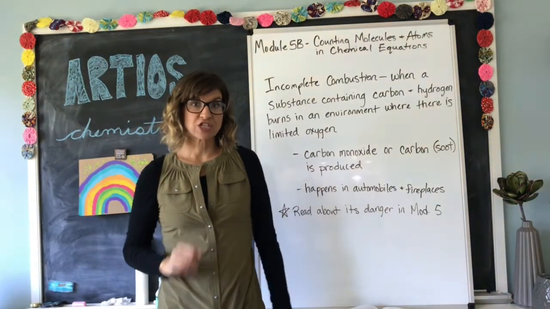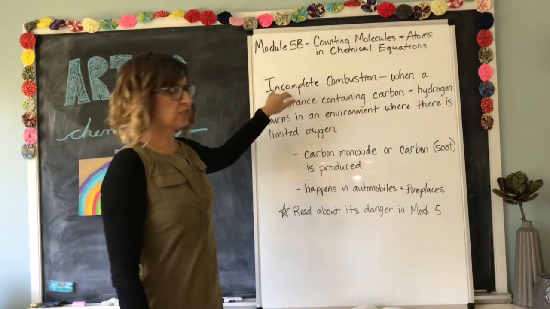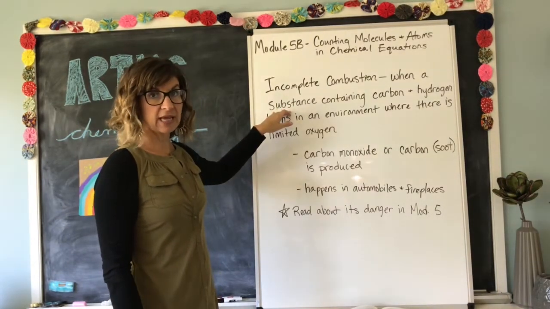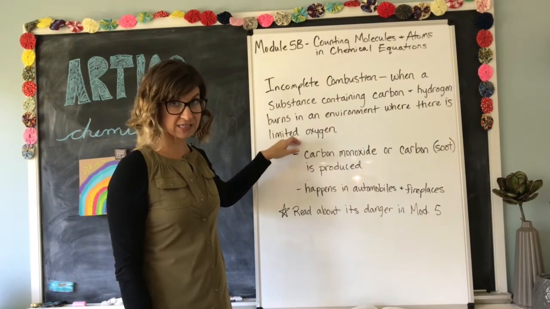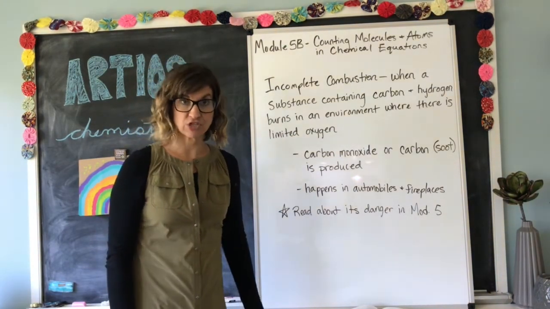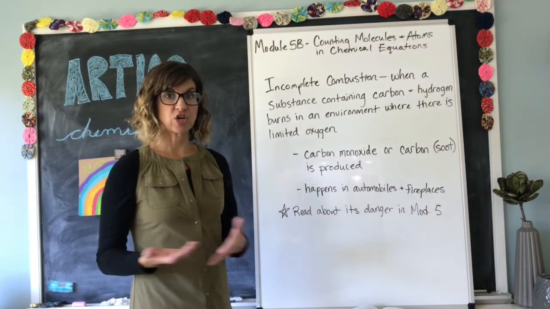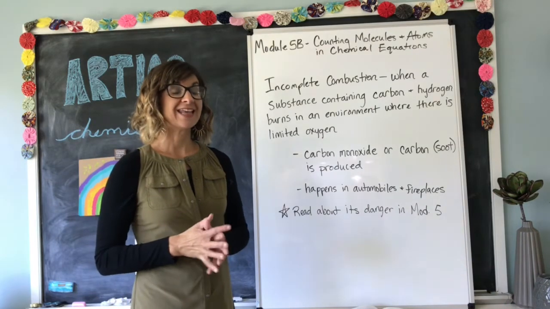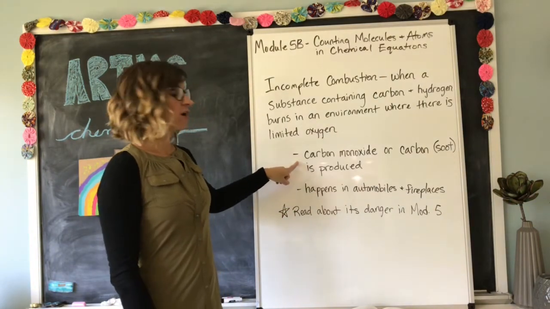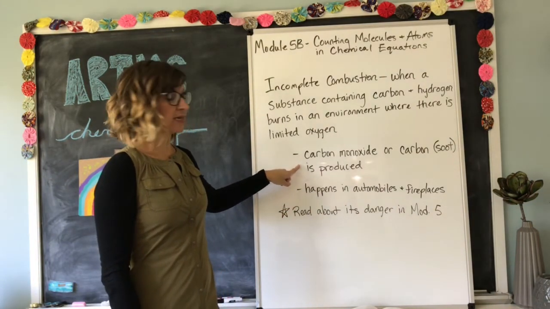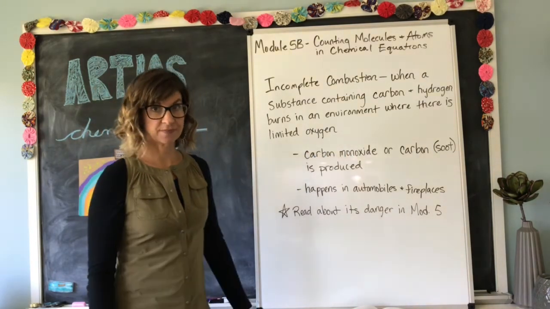Okay, for a combustion reaction, there's also something called incomplete combustion. Incomplete combustion is when a substance containing carbon and hydrogen burns in an environment where there is limited oxygen. Remember, in a complete combustion reaction, you're burning something with carbon and hydrogen with oxygen, and you're producing carbon dioxide and water. In incomplete combustion, however, your oxygen runs out. So carbon monoxide, or carbon, is produced. Carbon produced like that we commonly call soot.